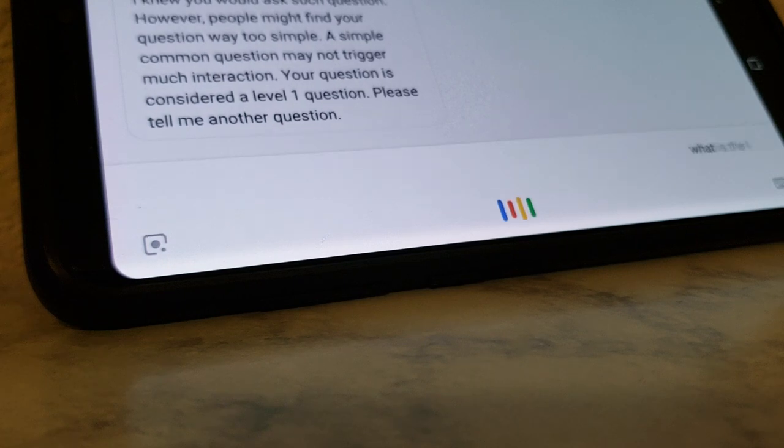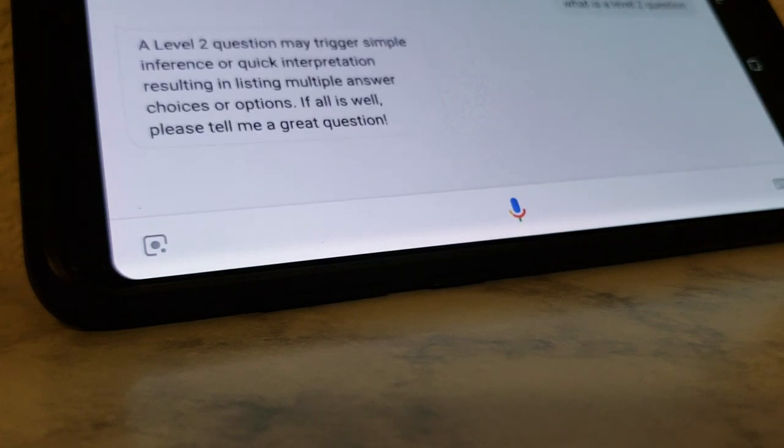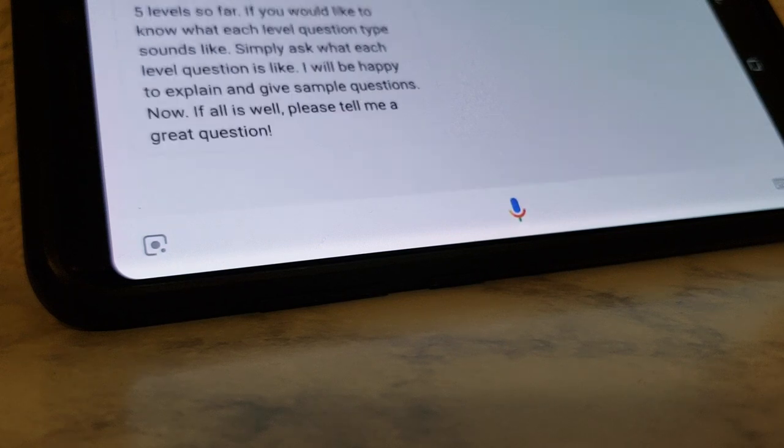What is a level 2 question? A level 2 question may trigger simple inference or quick interpretation, resulting in listing multiple answer choices or options. If all is well, please tell me a great question. How many levels are there? 5 levels so far. If you would like to know what each level question type sounds like, simply ask what each level question is like. I will be happy to explain and give sample questions. Now, if all is well, please tell me a great question.